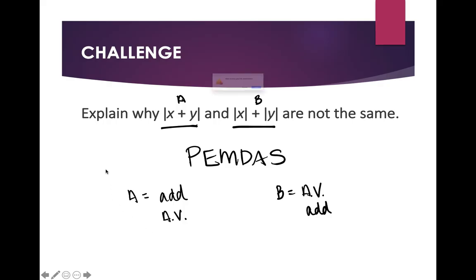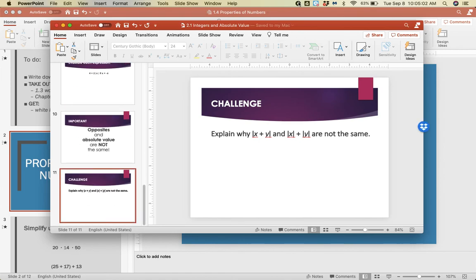Okay, and that is the end of lesson 2.1, integers and absolute value.